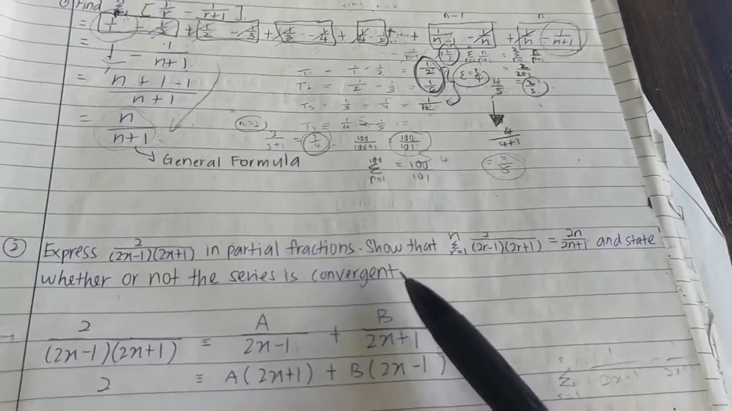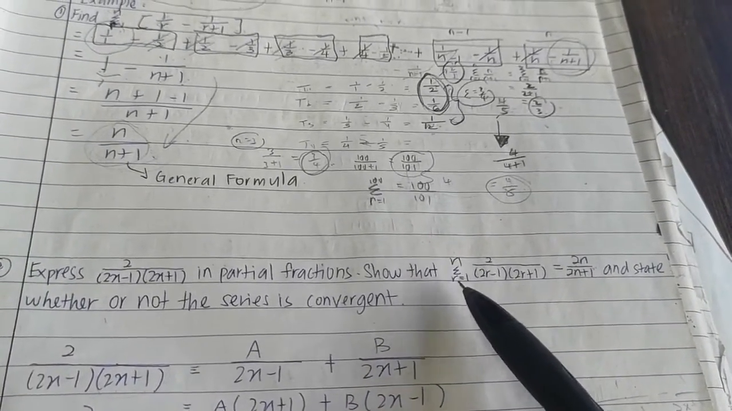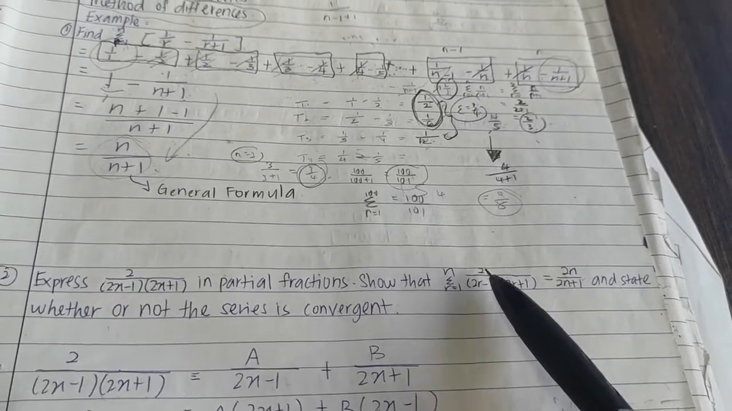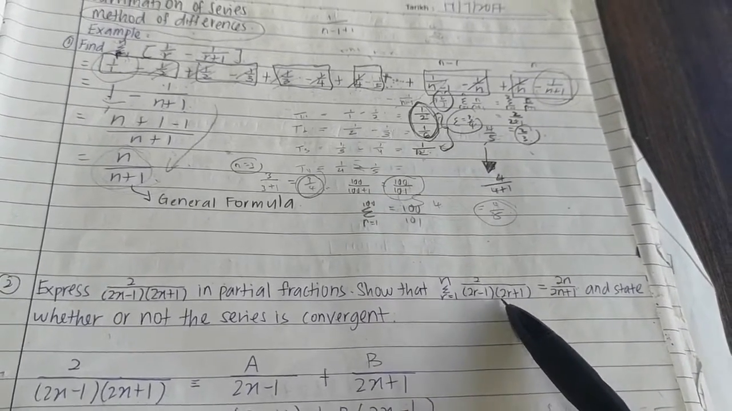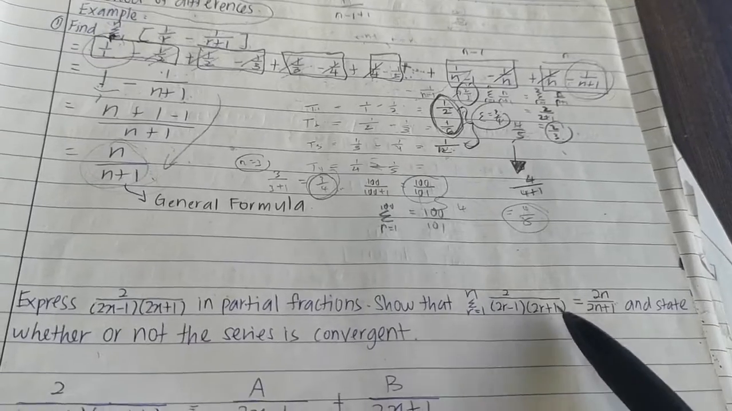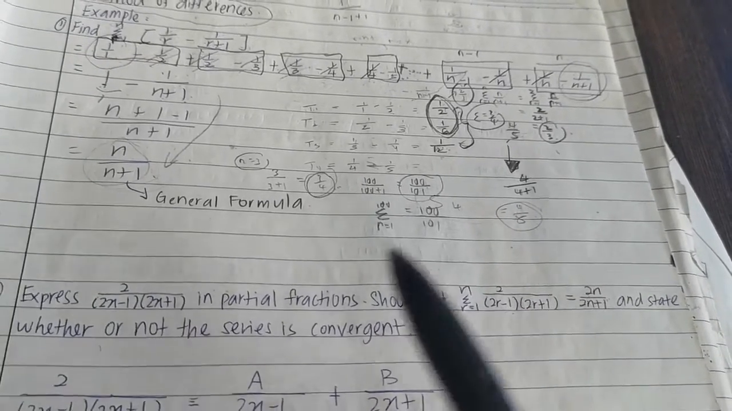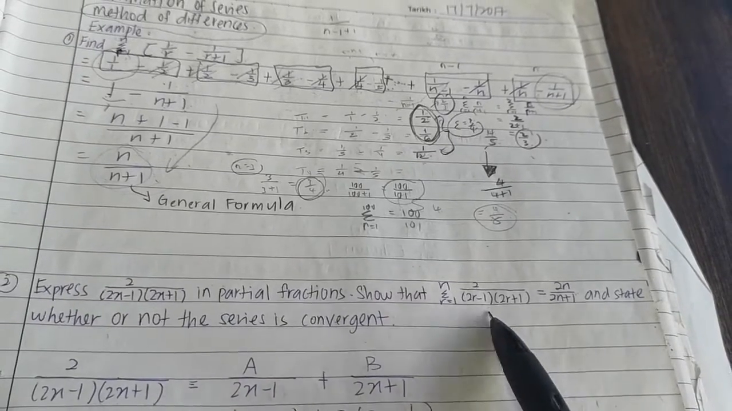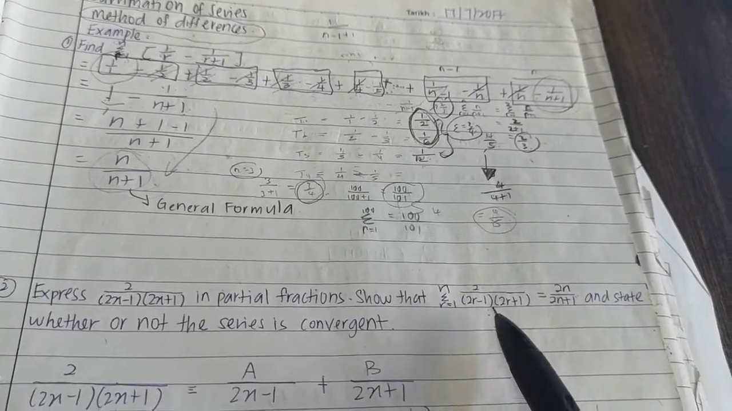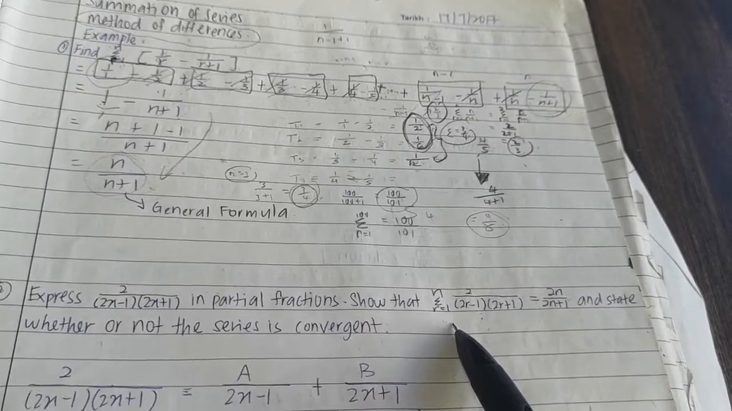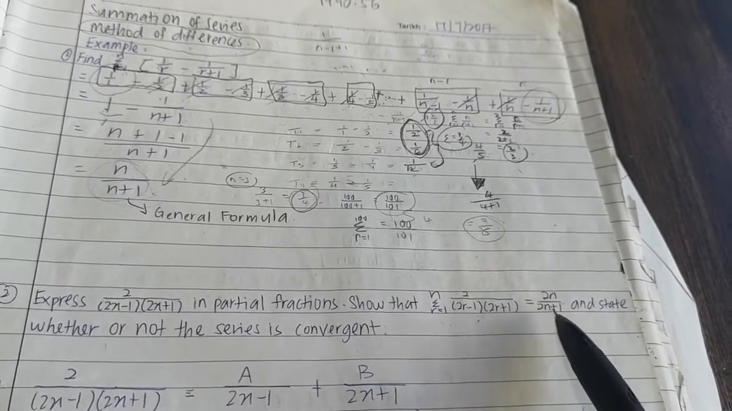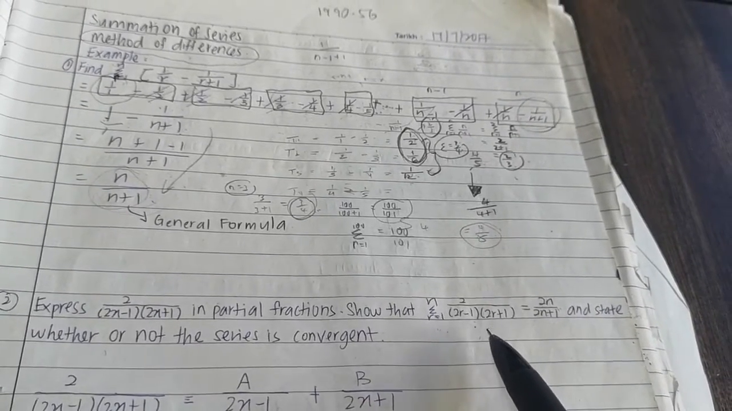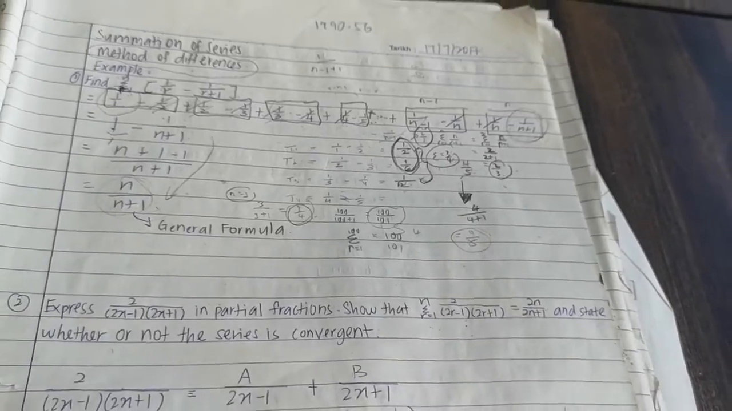Okay, after that, show that the summation from r equal to 1 to n of 2 over (2r minus 1)(2r plus 1) equals 2n over 2n plus 1. So if you look at this question, this one and this one are almost the same, right? So that means you need to use the partial fraction that you did to do this question, using the method of differences.